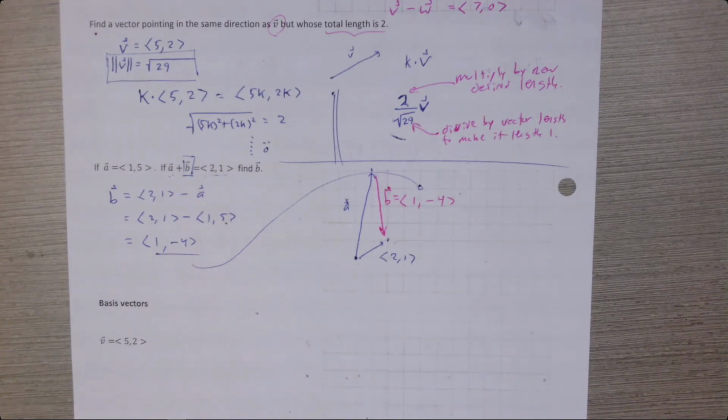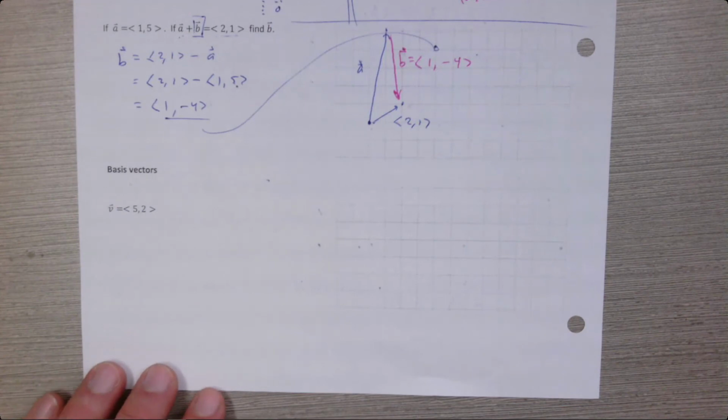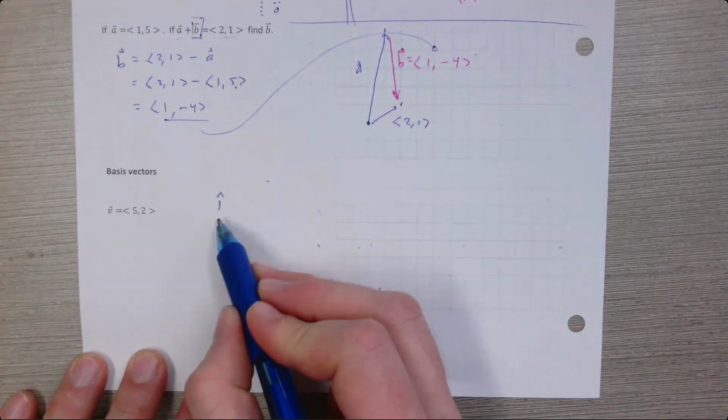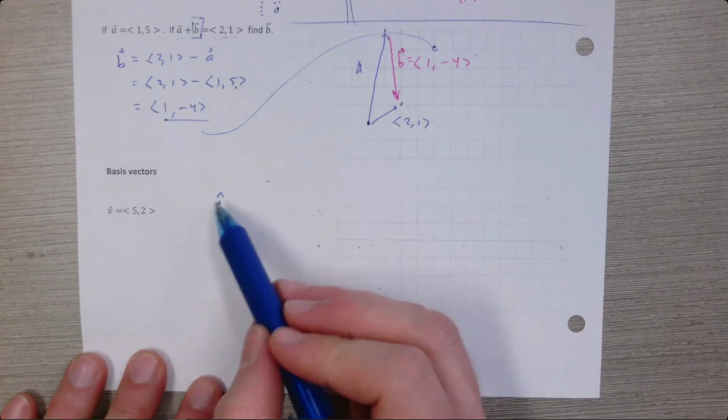Let's talk about basis vectors. So I don't know if you've seen this before. This is pronounced i hat. See how the i has a little hat?